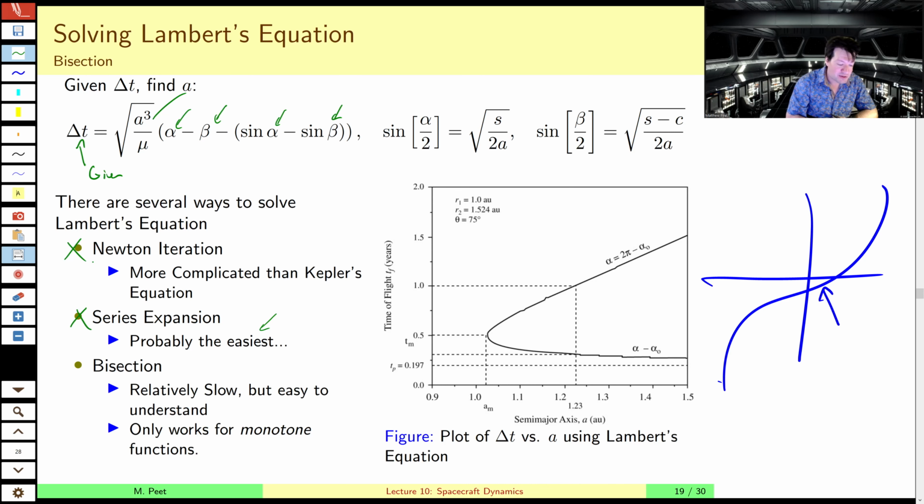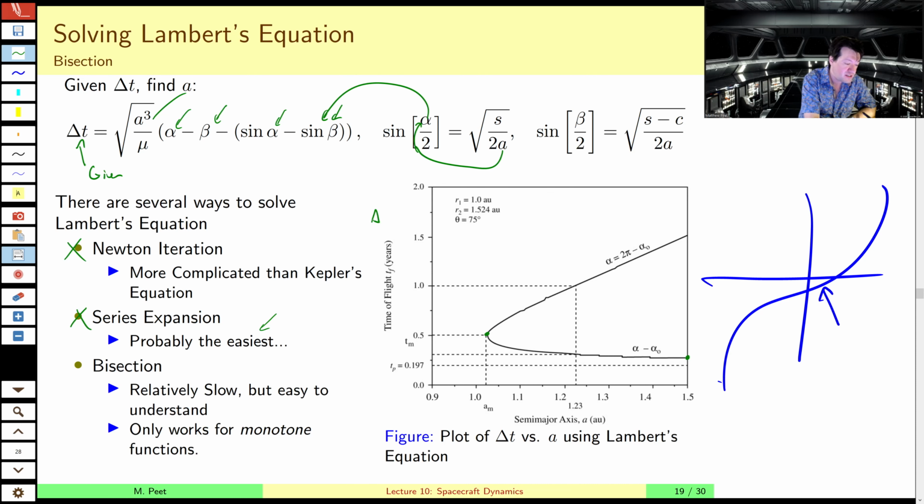Bisection algorithms work fairly well when you're searching for the solution to monotonic functions, and you don't have an explicit expression for the function. You can evaluate it at various points, but you don't have an analytic expression for it, which is the case here because there's a dependence on A to alpha and then alpha to the right-hand side. And so that's difficult to differentiate. Again, it works well on monotonic functions. It doesn't work at all if the function is not monotonic. And that's going to require us to restrict ourselves to certain arcs of the solution.